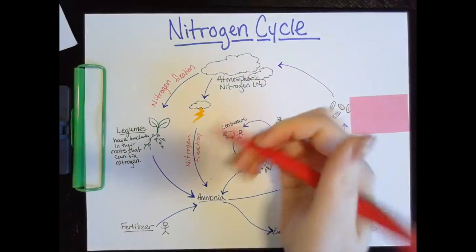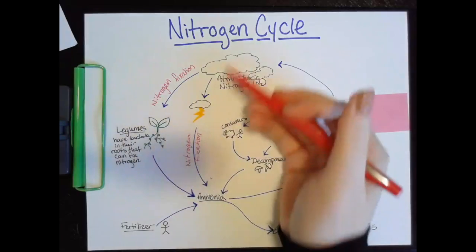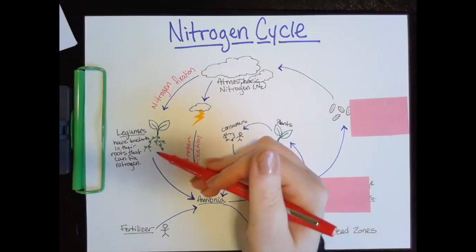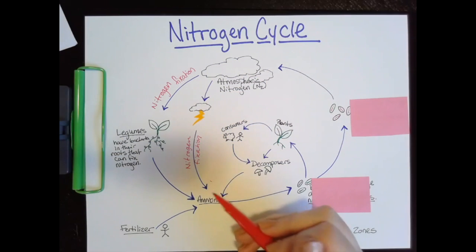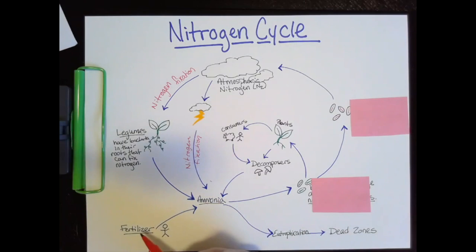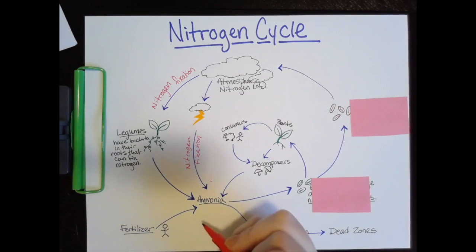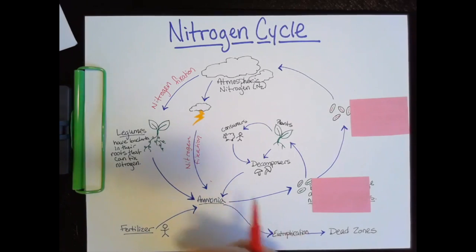Okay, so two ways we get ammonia: from the bacteria that are found in the roots of legumes and from lightning strikes in the atmosphere. We can also make ammonia artificially through fertilizer. Humans can do this chemically through a process called the Haber-Bosch process. We add more ammonia to our soil because it helps our plants grow. That's what fertilizer does. In most cases, it adds ammonia to the soil, and that's good if you want your plants to grow bigger, stronger, faster, healthier.